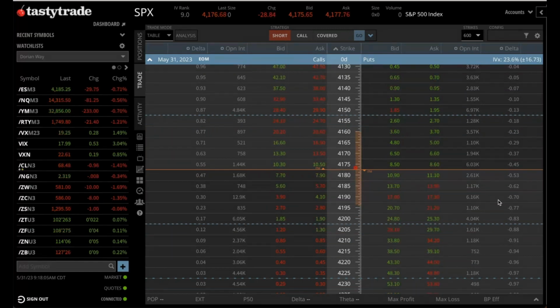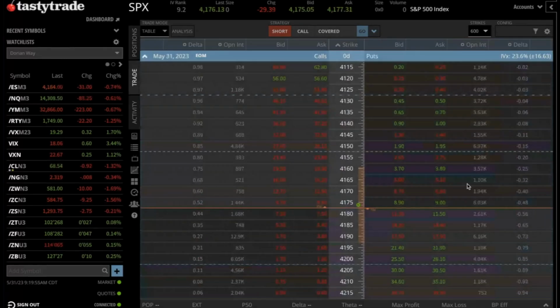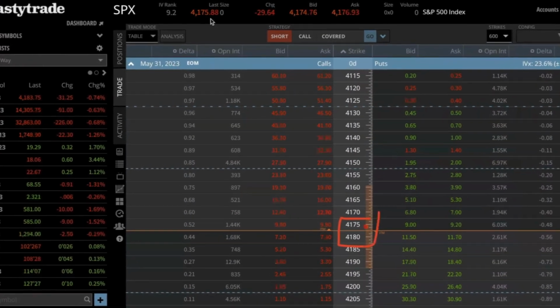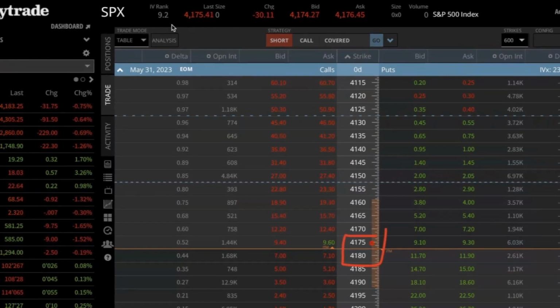When you're setting up an iron butterfly, you are buying or selling the at the money strike. The at the money is going to be in this area. Whenever you're thinking about the at the money, it's basically where the stock is currently trading.